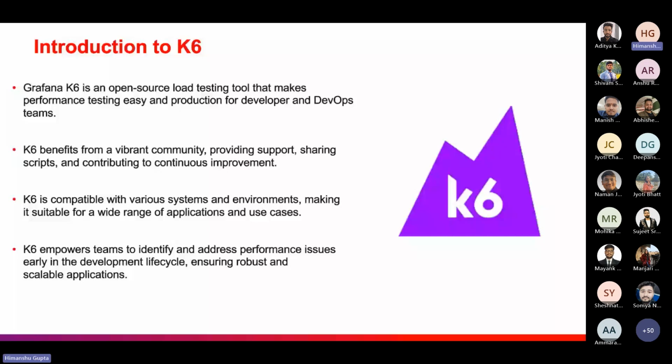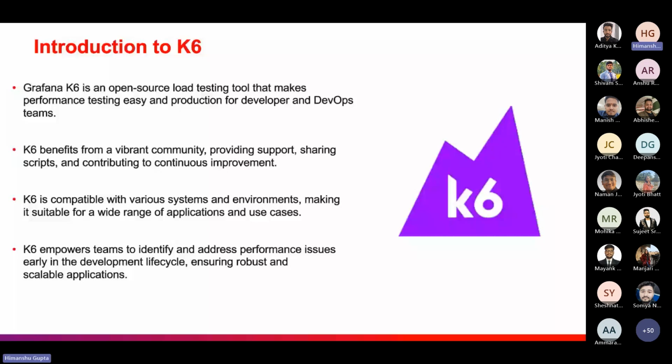So Grafana K6 is an open source load testing tool that makes performance testing easy and productive for developers and DevOps teams. K6 comes from a vibrant community providing support, sharing scripts and contributing to continuous improvements. And it is compatible with various systems and environments, making it very suitable for a wide range of applications and use cases. And K6 empowers teams to identify and address performance issues early in the development life cycle, ensuring robust and scalable applications.